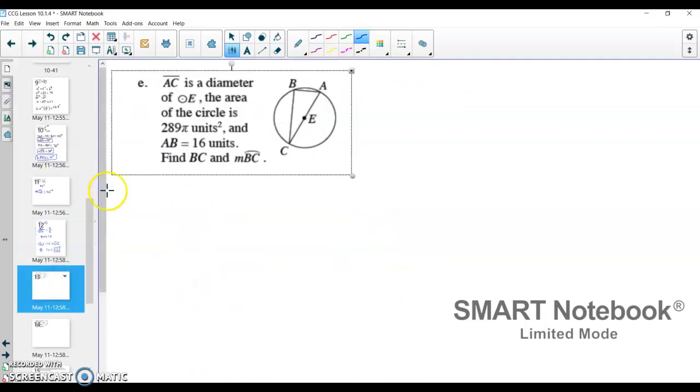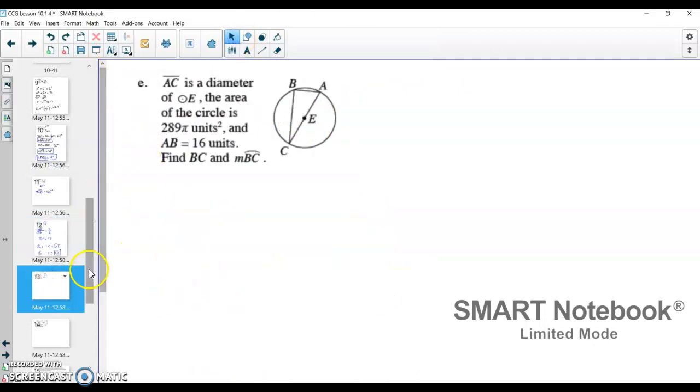All right, move on to the next one here. I'll be close to finishing this one. It looks like I'm going to put this one and the next one in a second video because this one takes a little bit of explaining.